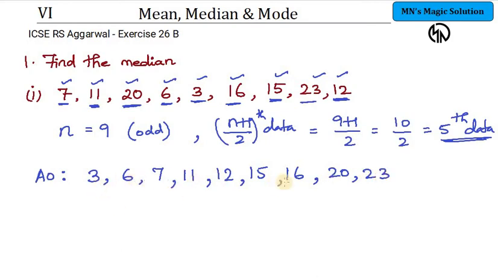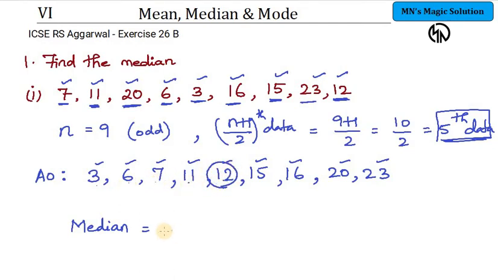Now again I have to count the number of terms. 1, 2, 3, 4, 5, 6, 7, 8, 9. So I have not missed out any of the terms and all the 9 terms are intact. Now I have to check which is the 5th data. So median is nothing but the 5th data. Which is the 5th data? 1, 2, 3, 4, 5. So this is the 5th data. So the median is 12 for this set of numbers.